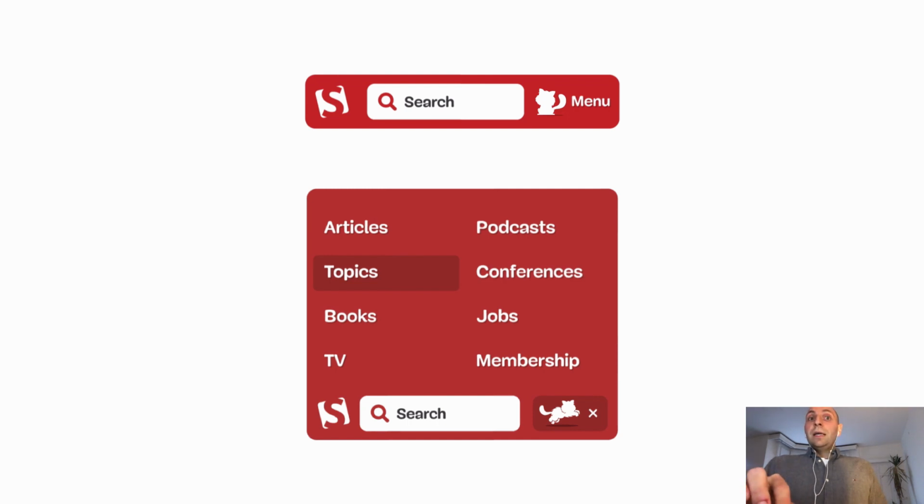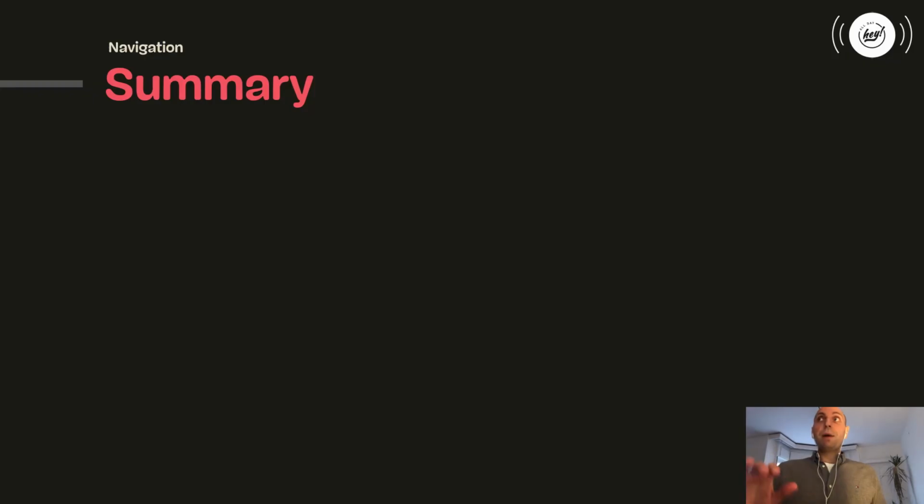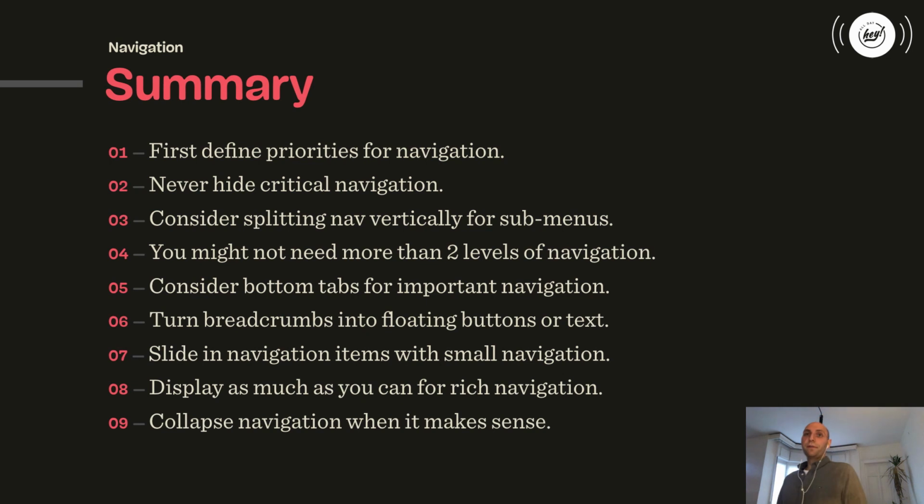Now, what can we do with navigation then? Just to sum up and recap a little bit. Well, first of all, you need to be very clear about the priorities. What is important to you? What do you want to highlight? What do you want to prioritize? Once you know what you want to prioritize, never hide that important part. If you have time and space, consider splitting navigation vertically for submenus. You might not need more than 2 levels of navigation, really, unless it's something very specific, like medical equipment, for example, or with reference numbers and things like that.